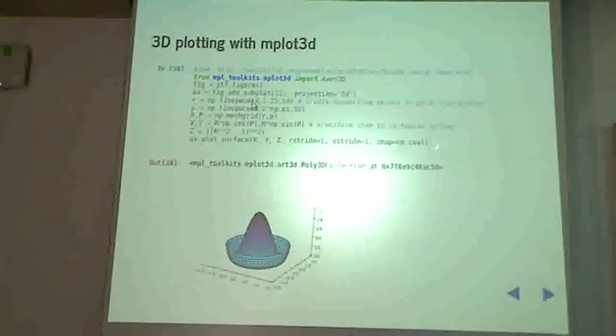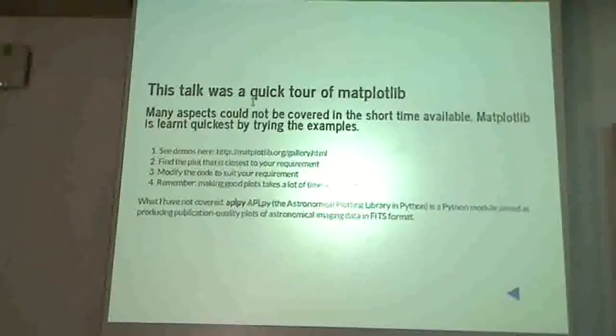And then, instead of hot, I have used a different color map, which is called cool, which is instead of different shades of red and orange, different shades of blue. And I have actually shaded the plot. Now see what this object is. It is part of what is called a Poly3DCollection, and it's located at this memory address. So this is with 3D plots.